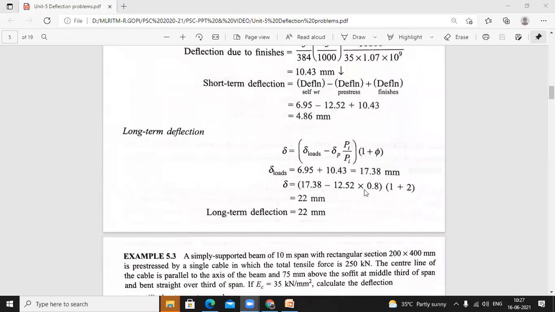So substitute all the values. That means 17.38 is the deflection due to total load, minus 12.52, the deflection due to pre-stress, multiplied by the loss ratio 0.8 and the phi value 2. So substitute all the values. We got the long-term deflection as 22 mm. Okay, students.